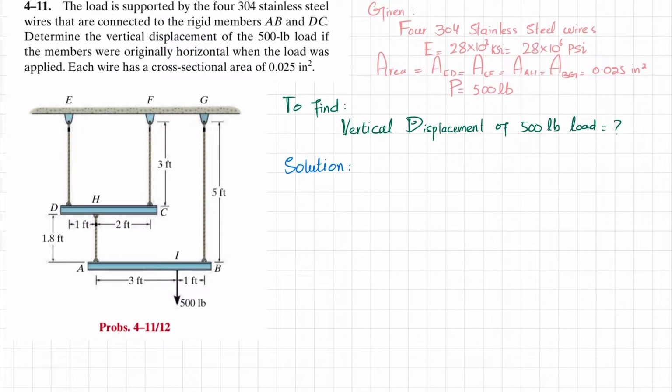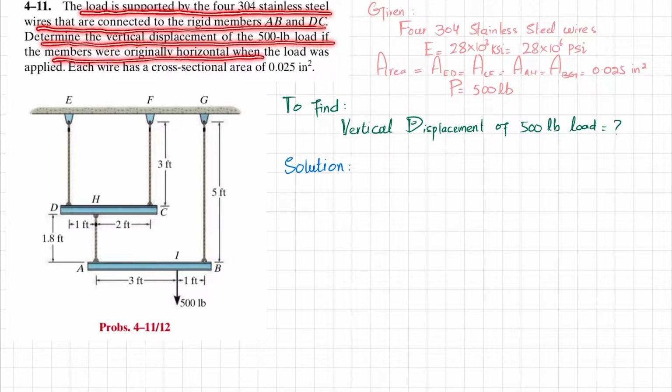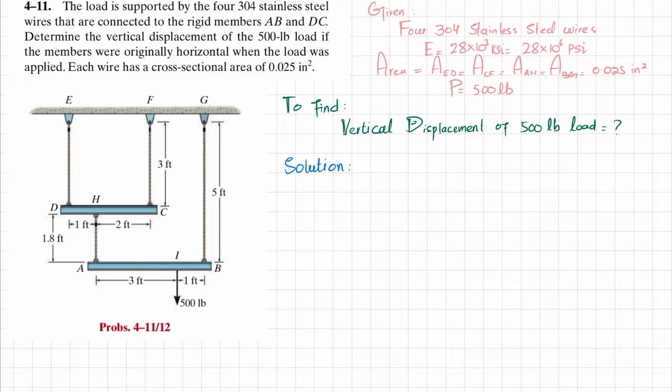Welcome back. Problem 4-11. The statement is: the load is supported by type 304 stainless steel wires that are connected to the rigid members AB and CD. Determine the vertical displacement of the 500-pound load if the members were originally horizontal when the load was applied. Each wire has a cross-sectional area of 0.025 square inch.